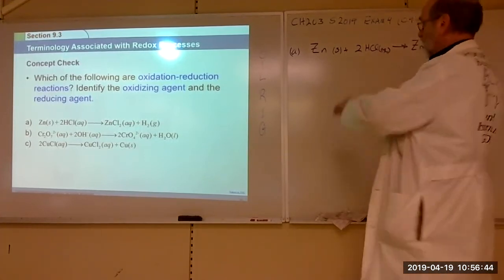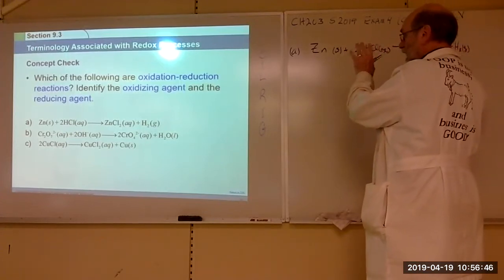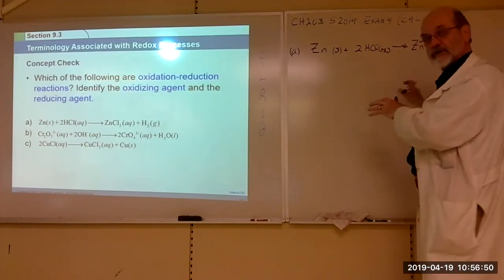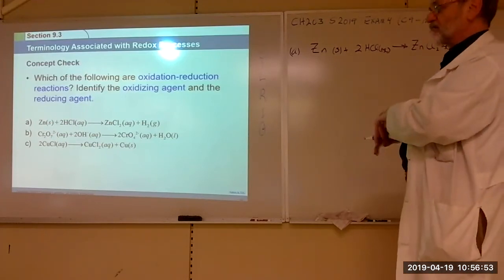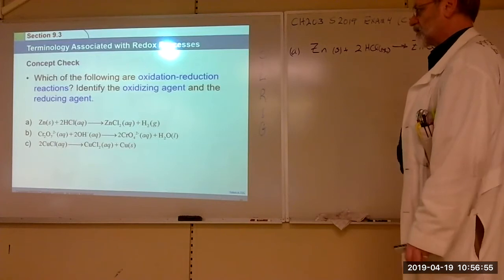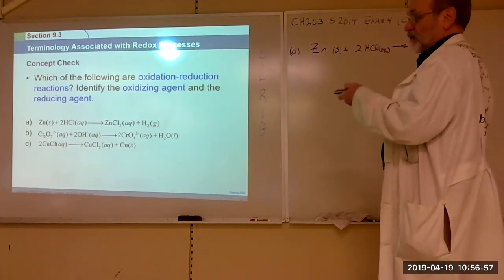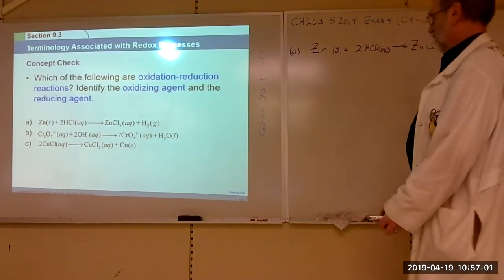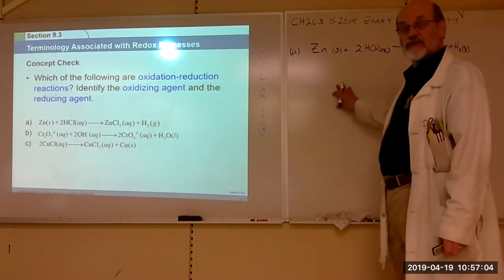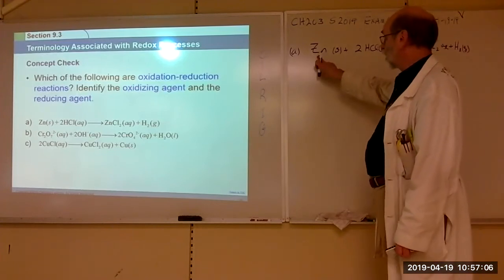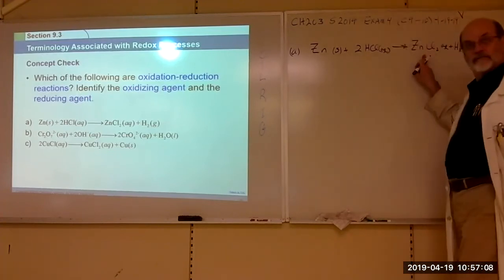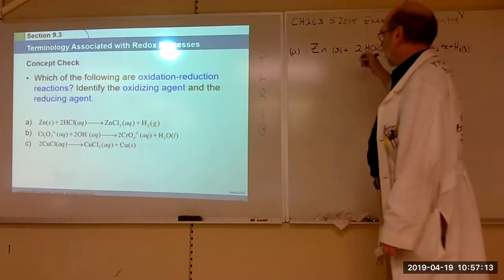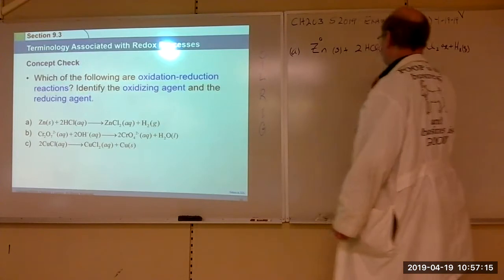We can go in and do the oxidation states on each one and show that this is an oxidation reduction. But if the question is just oxidation reduction, well, there is more to it. Which is the oxidizing agent? Which is the reducing agent? First of all, we can say this is an oxidation reduction reaction because there's an element here that's part of a compound here. That clue tells you that it is.